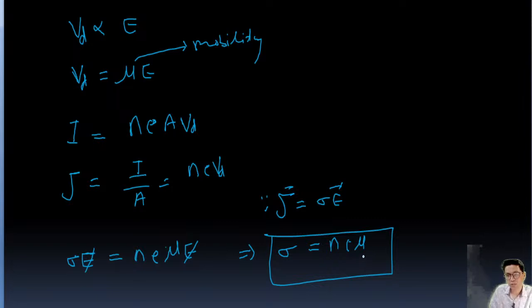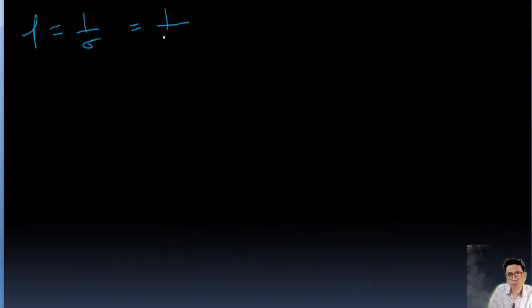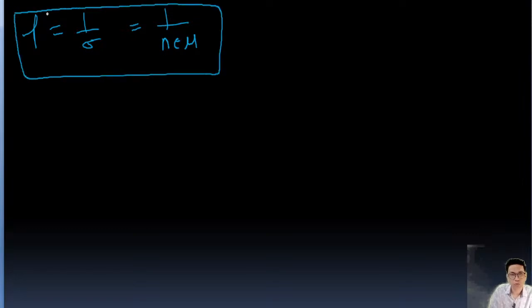And we know sigma is 1 upon rho, that is, resistivity is equal to 1 upon sigma. So rho is 1 upon N E mu. This is also an important result. You need to note it down, and we will solve many questions using these formulas.